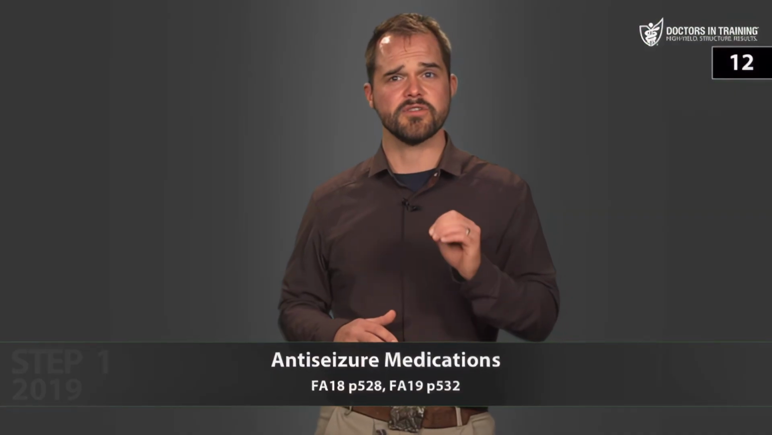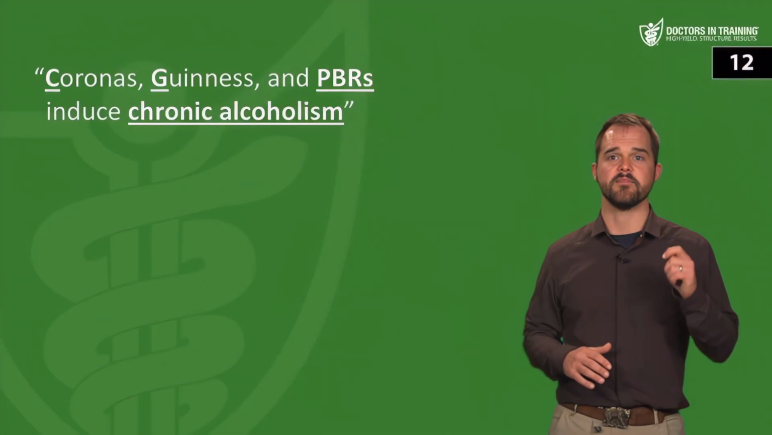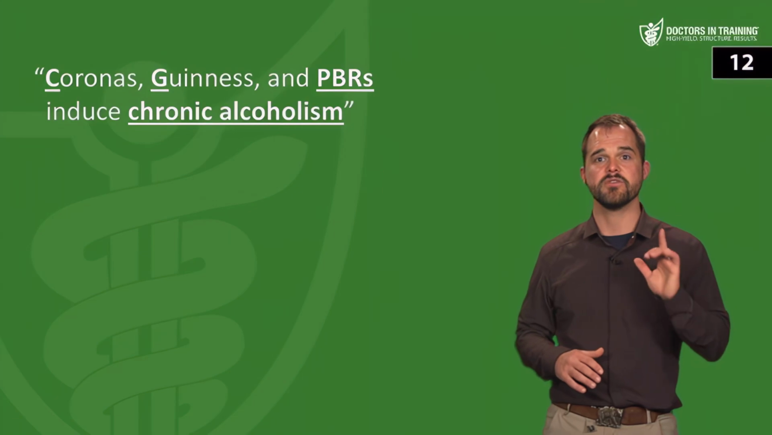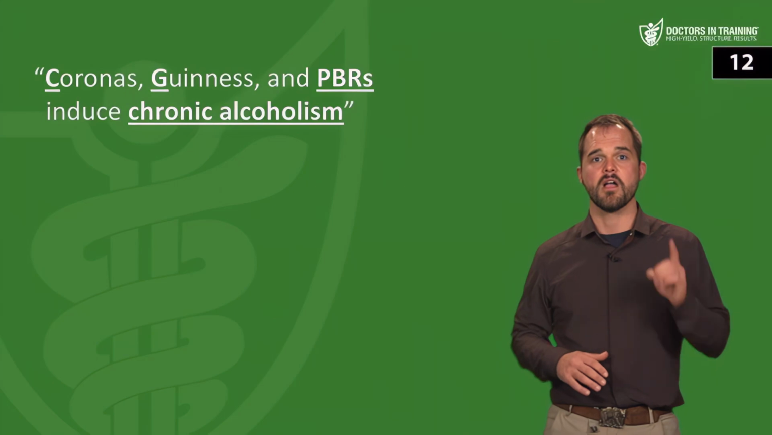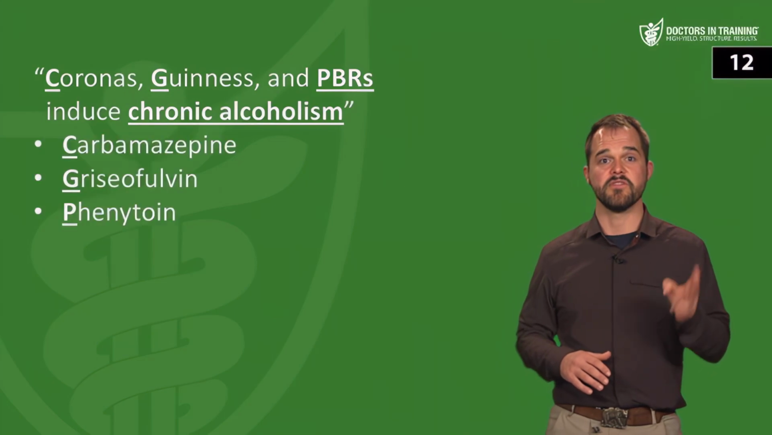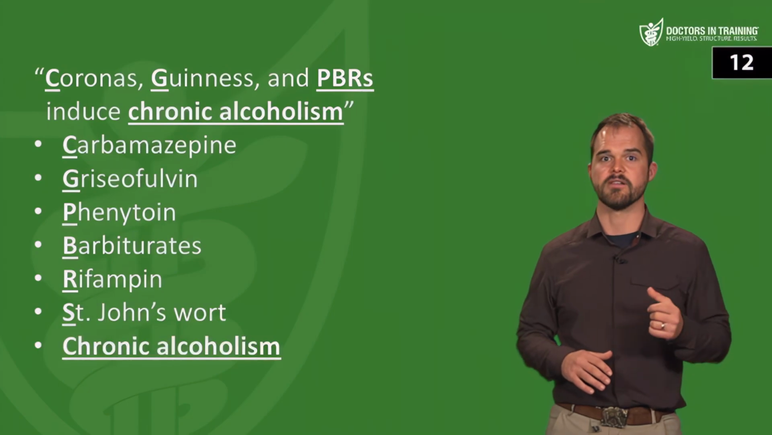Next, what drugs induce the cytochrome P450 system? Your mnemonic is Coronas, Guinness, and PBRs, Pabst Blue Ribbons, induce chronic alcoholism. Drugs that induce P450 are carbamazepine, griseofulvin, phenytoin, barbiturates, rifampin, St. John's wort, and chronic alcoholism.